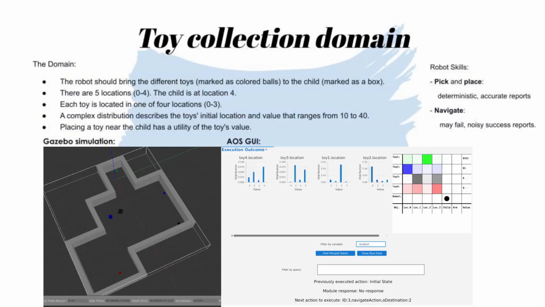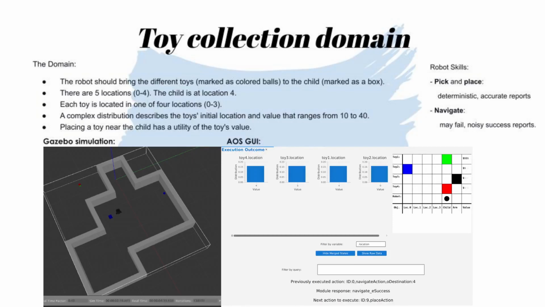Finally, we see the toy collection domain. On the left, we see a Turtlebot Gazebo simulation in which a robot receives a reward for bringing toys to a child. Toy locations and values are unknown to the robot. The robot's navigation skill may fail and has noisy reports for its success. Its pick skill can only be used 6 times. It works only when the robot is near the exact toy it tried to pick, and returns an accurate observation of its success.